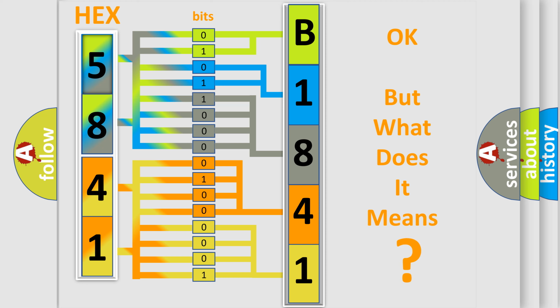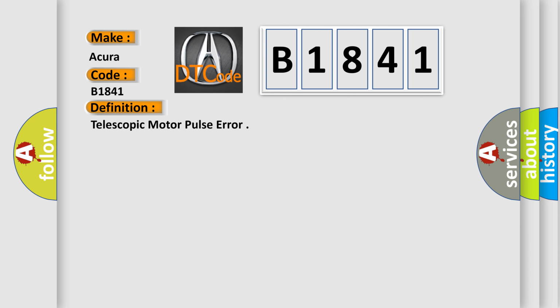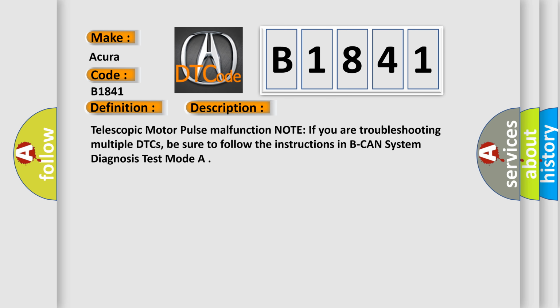The number itself does not make sense to us if we cannot assign information to what it actually expresses. So, what does the Diagnostic Trouble Code B1841 interpret specifically for Acura car manufacturers? The basic definition is telescopic motor pulse error. And now this is a short description of this DTC code.